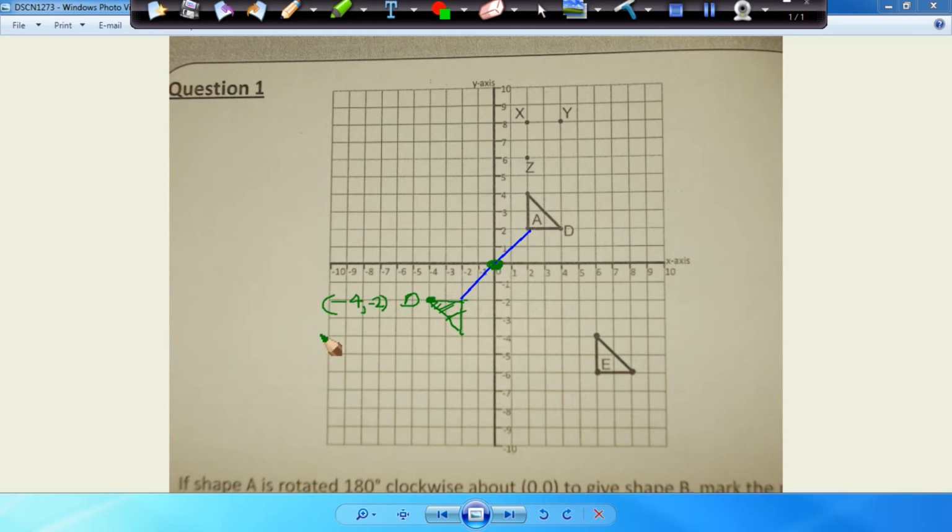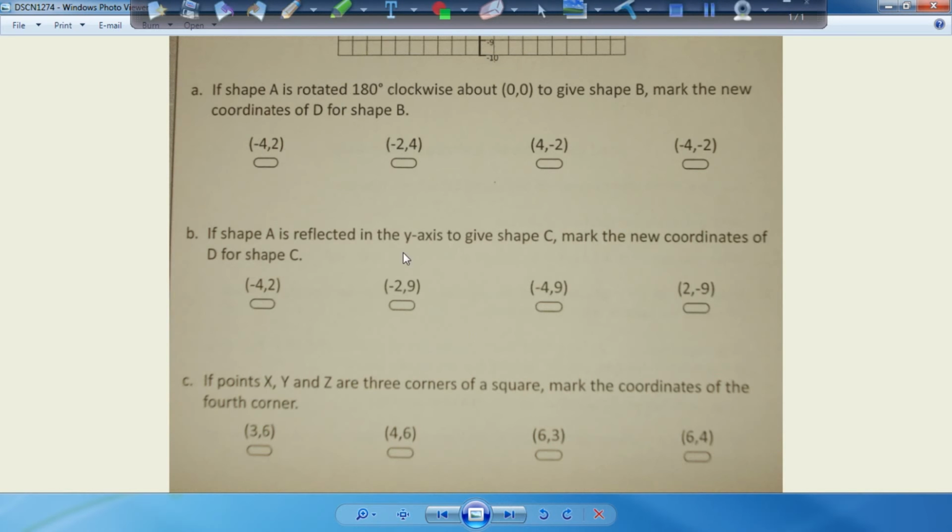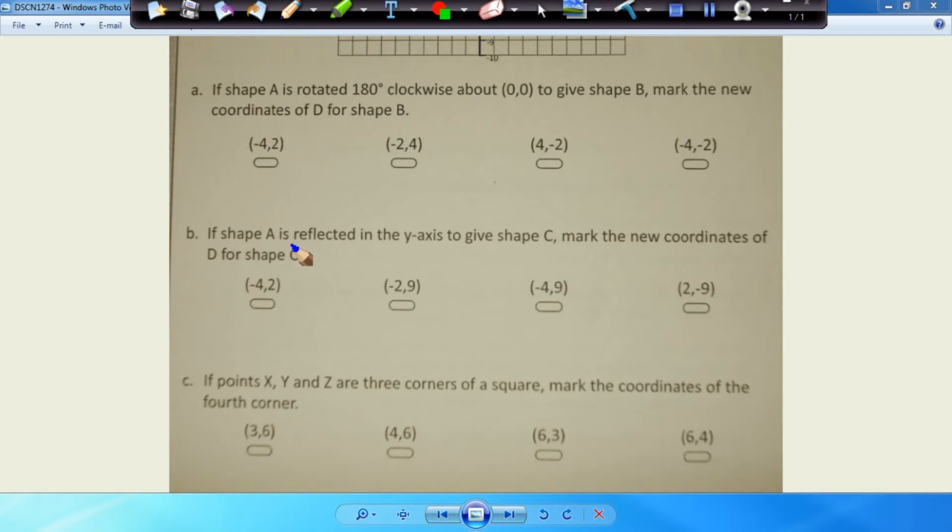Now, the next question. I'm going to clear the screen now and go forward. Just read the next question from the original one. Question B. If shape A is reflected, so the key word here is reflected, in the y-axis to give shape C, mark the new coordinates of D for the shape.